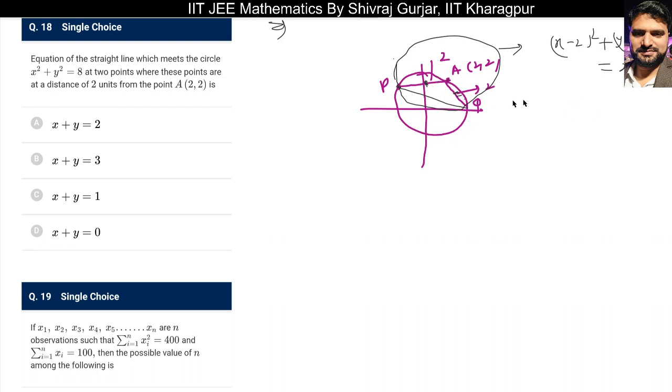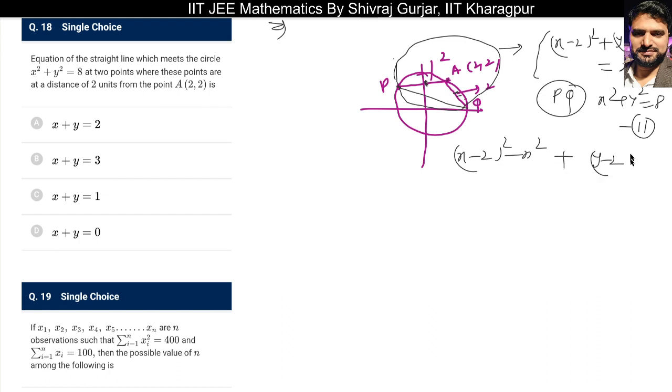So basically the intersection of two circles is resulting in the chord PQ. So x square plus y square equals 8. If we do equation 1 minus equation 2, we'll get the equation of the line. Let's say (x minus 2) square minus x square plus (y minus 2) square minus y square equals 4 minus 8. So this is x square minus 4x plus 4 minus 4y plus 4, equals minus 4.